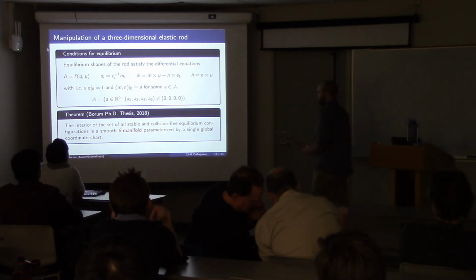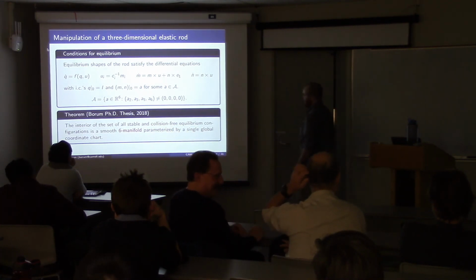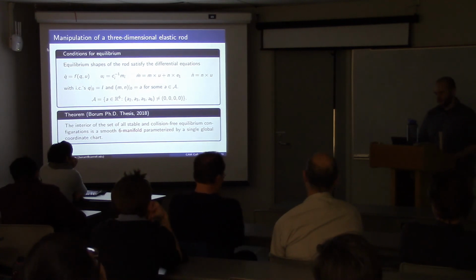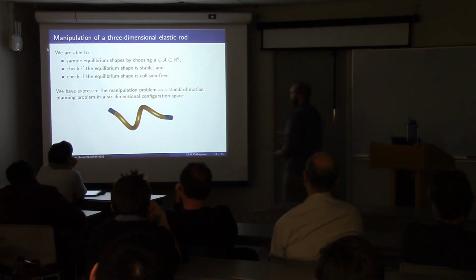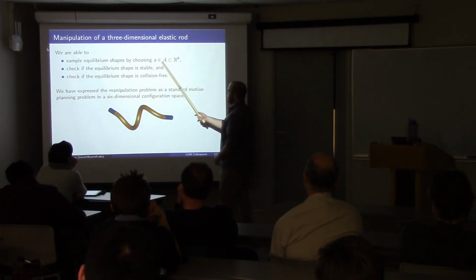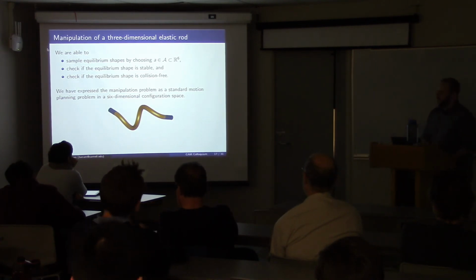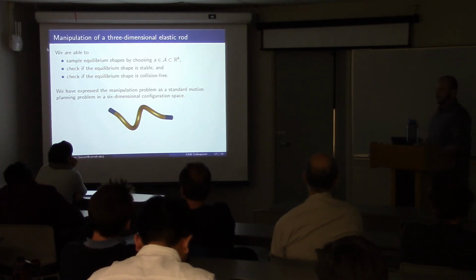So just like in the planar case, we can prove the set of all stable and collision-free equilibrium shapes is a smooth six-dimensional manifold parameterized by a single global coordinate chart. So on the practical side, that means we can sample equilibrium shapes by choosing values in some subset of R6. Again, we can check if they're stable and if they're collision-free. So now we've expressed this problem as a very standard motion planning problem, but now in a six-dimensional configuration space.